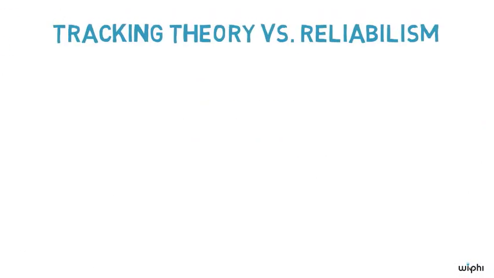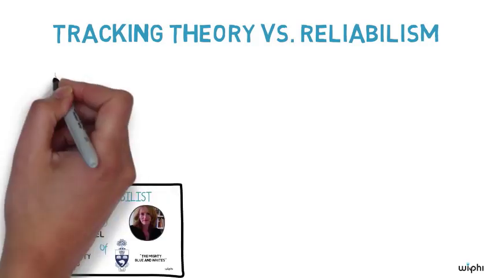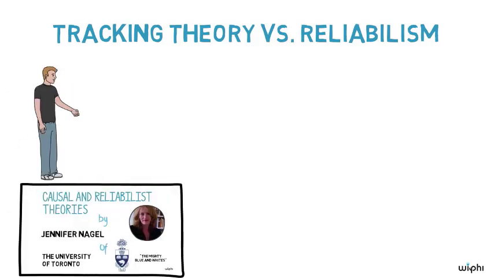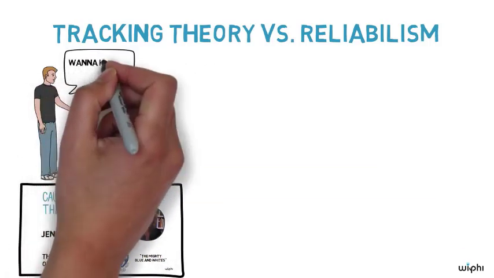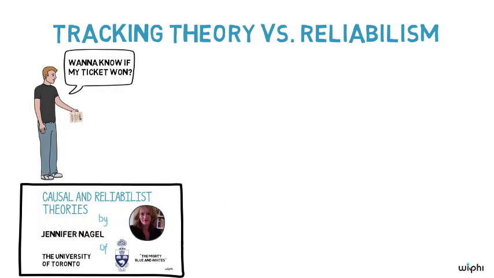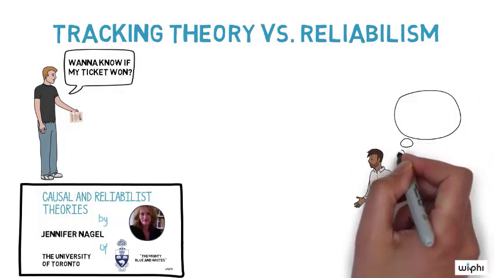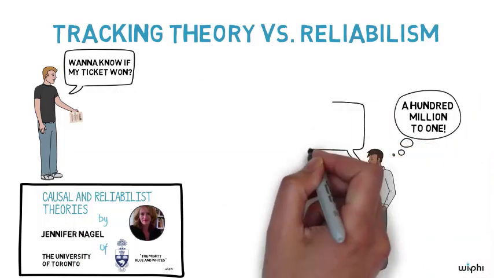The tracking theory is related to reliabilism, which Jennifer discussed along with the causal theory. But one kind of case that she mentioned makes trouble for reliabilism. Your friend Pierre is holding a lottery ticket. You know how high the odds are that his ticket is a loser, and so on this basis you conclude that his ticket has lost.